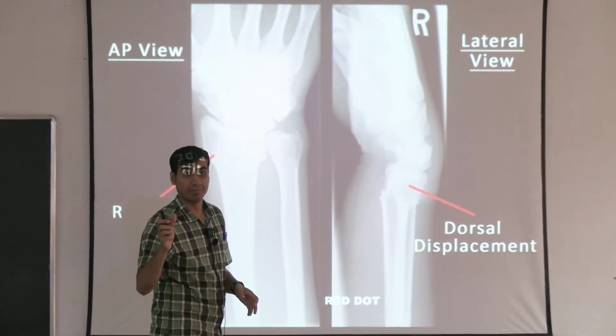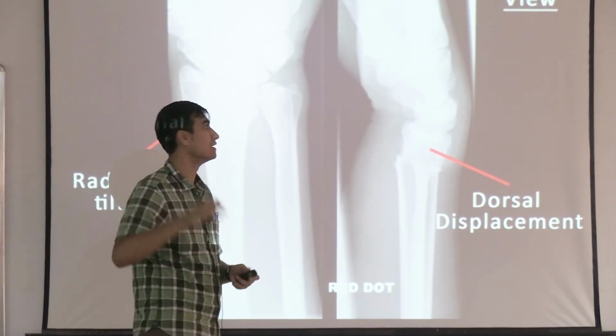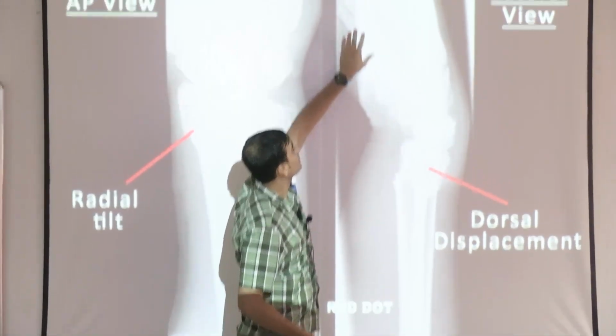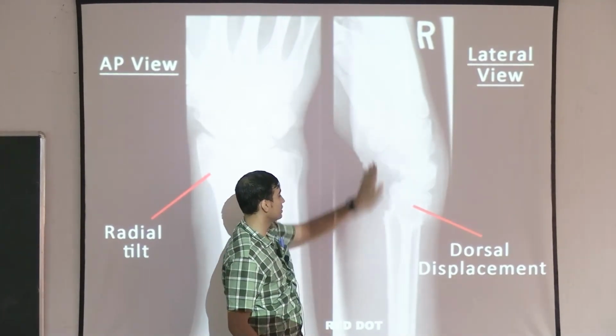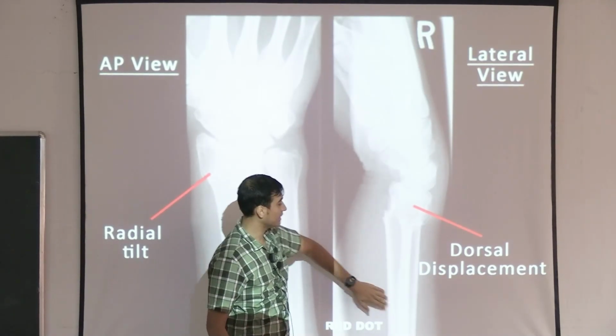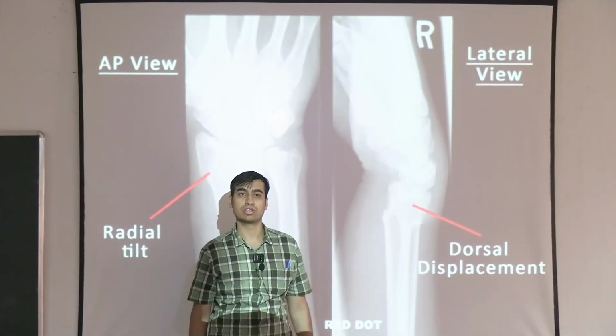Always look for the thumb. The thumb in the lateral view will always be towards the volar side. This is your first metacarpal, see? This is your first metacarpal. So if this is volar, so this is volar, and this is dorsal.